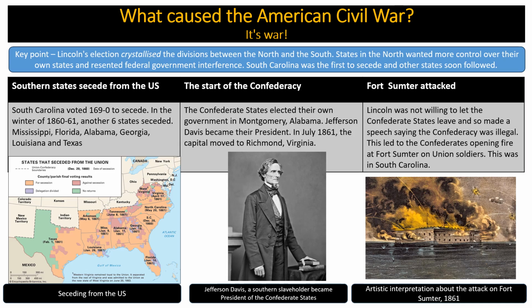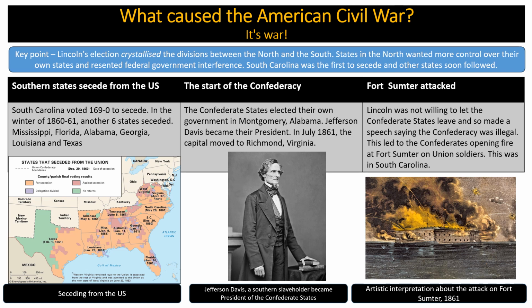Now, the Confederate states elected their own government in Montgomery, Alabama, and Jefferson Davis, pictured there, became their president. In July 1861, the capital moved to Richmond, Virginia. Now, Lincoln didn't become president until March 1861. There's a big gap in America between when you get elected and when you become president.